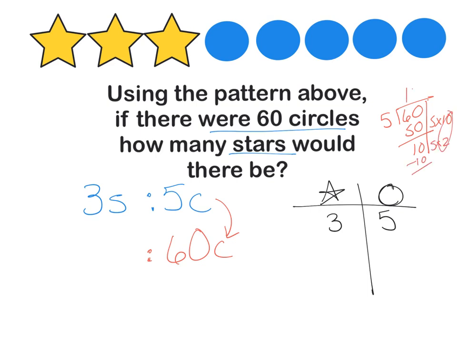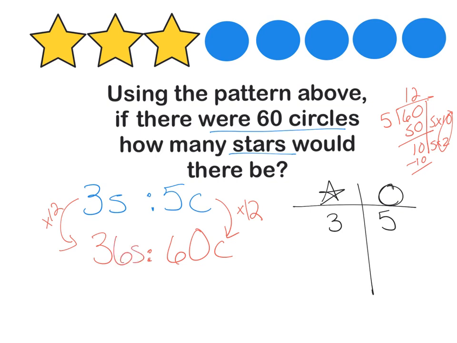Oh, so it's 12. So if I multiply 5 times 12, remember our golden rule with ratios: what you do to one side, you have to do to the other. This would be times 12, which will give you 36 stars.